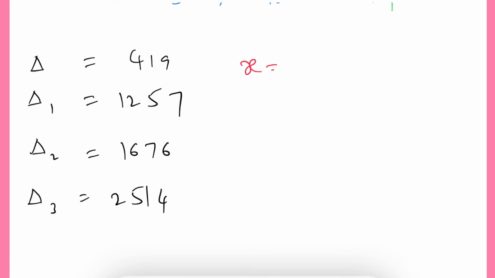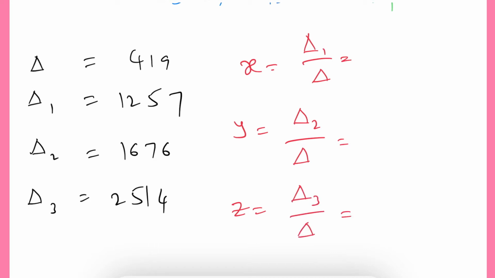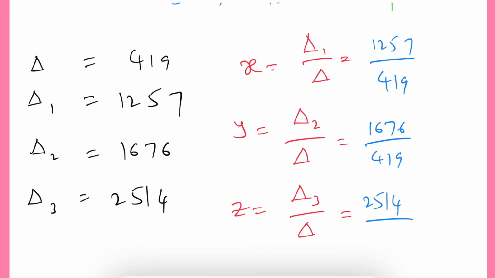So x value is nothing but delta 1 divided by delta. Then y value is nothing but delta 2 by delta. Then z value is nothing but delta 3 by delta. Okay, let us simplify now. Delta 1 how much? 1257 by delta 419. Delta 2 1676 by delta 419. Delta 3 2514 divided by delta 419. Okay, let us simplify this. First one is 1257 divided by 419. It's nothing but 3.